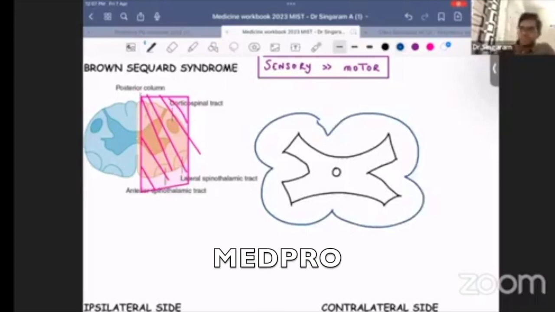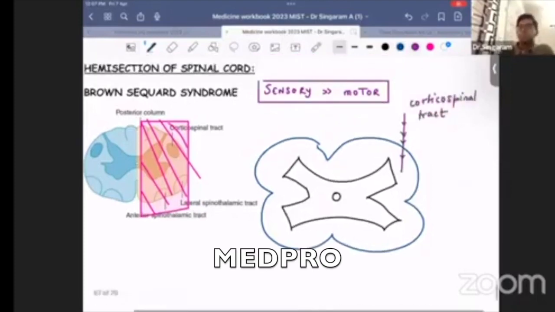The descending tract is something which runs like this. What is the descending tract which I'm talking about? It's already marked. What is that? Corticospinal tract. It is the corticospinal tract. Now, think of this as the left side. Just imagine this as the left side.